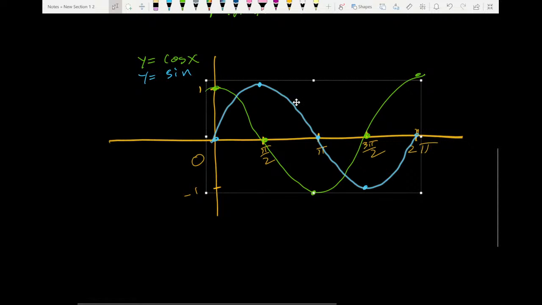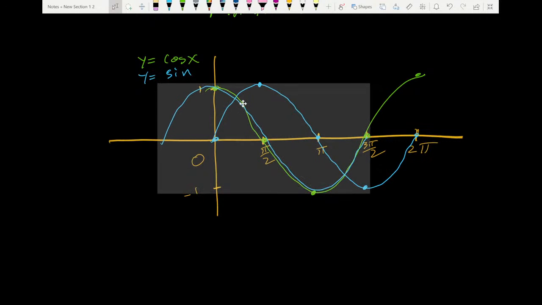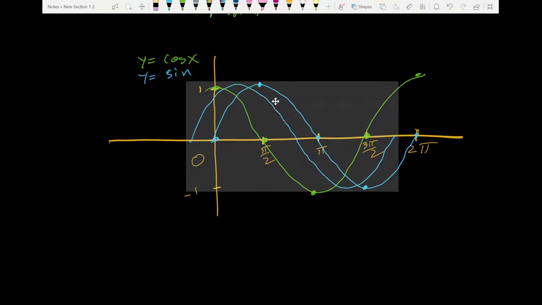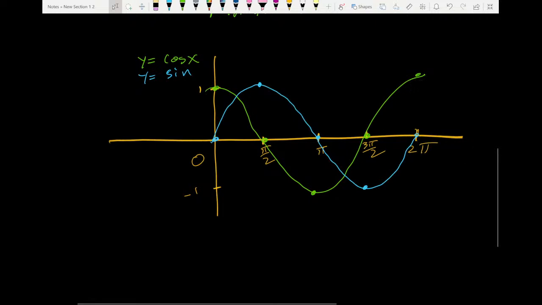If you look at it very carefully, sine and cosine are essentially the same. It just moves over by pi over 2. And we're going to talk about those shifts later on.